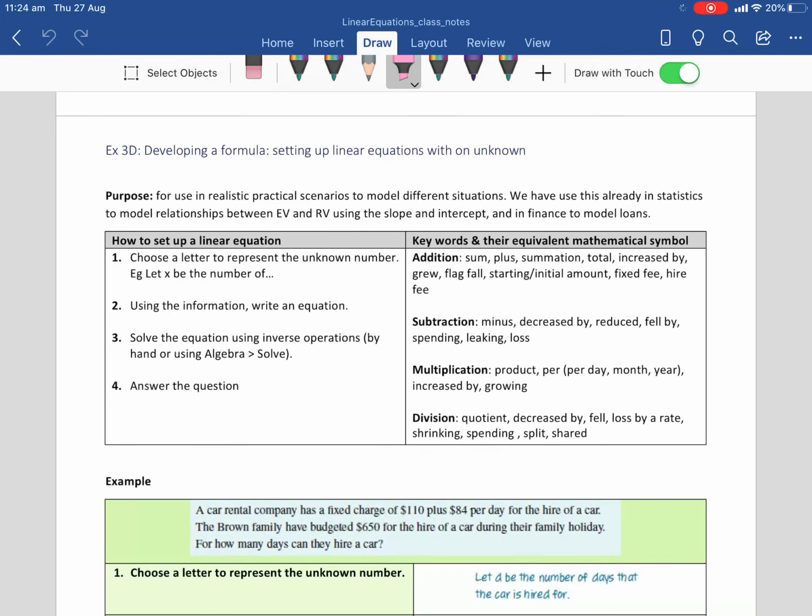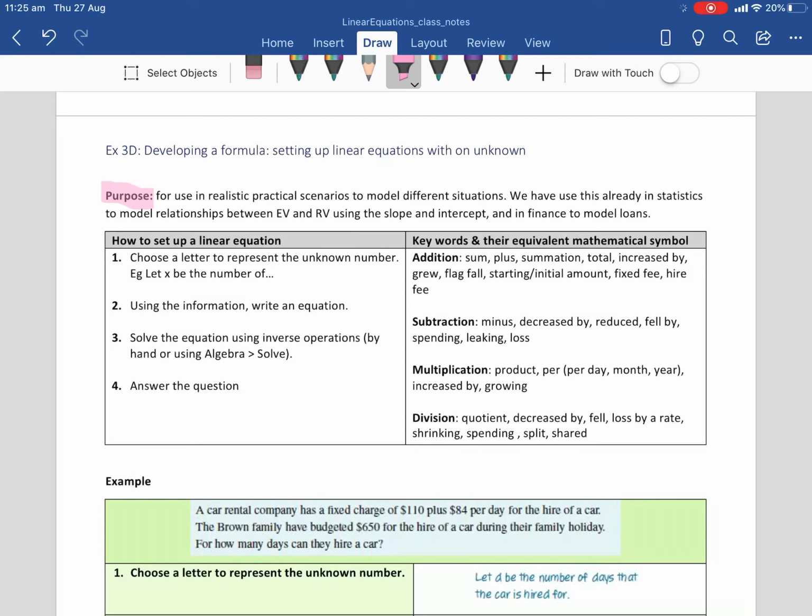Right, so today we're looking at exercise 3D, which is developing a formula, setting up linear equations with one unknown. The purpose for doing this is for use in realistic practical scenarios to model different situations. We have used this already in statistics to model relationships between the response and explanatory variables, using the slope and intercept, and in finance to model loans.